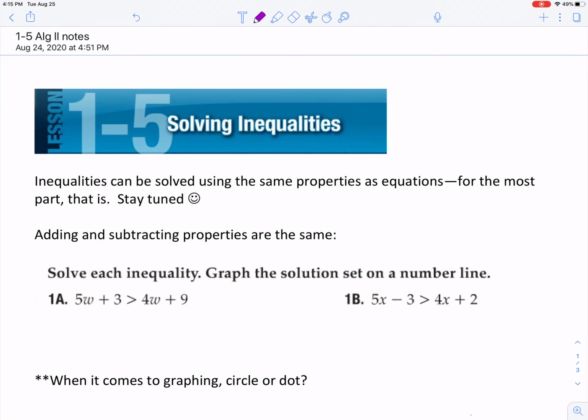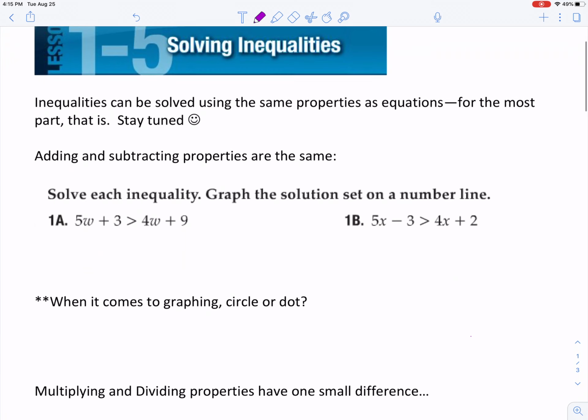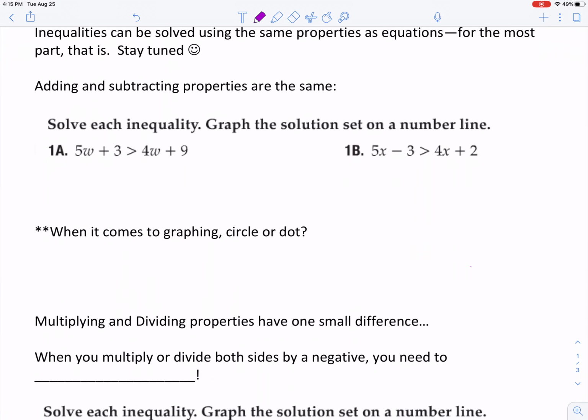Today we get to do solving inequalities. These are going to have many of the exact same rules as solving equations, but there's going to be one little exception. So first let's start with adding and subtracting. It literally works the exact same way.